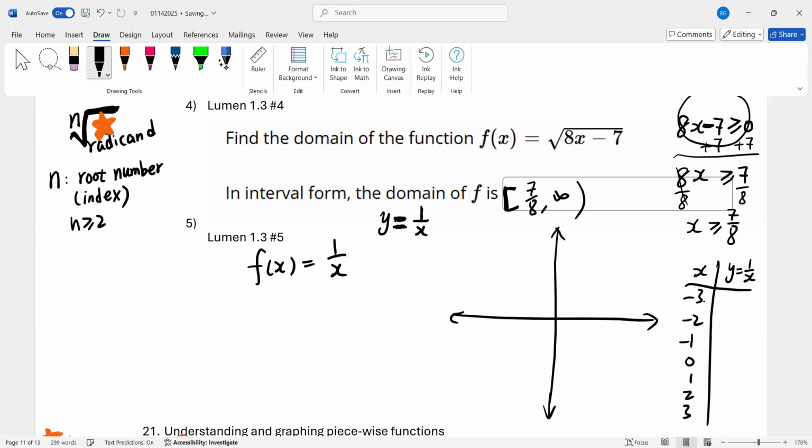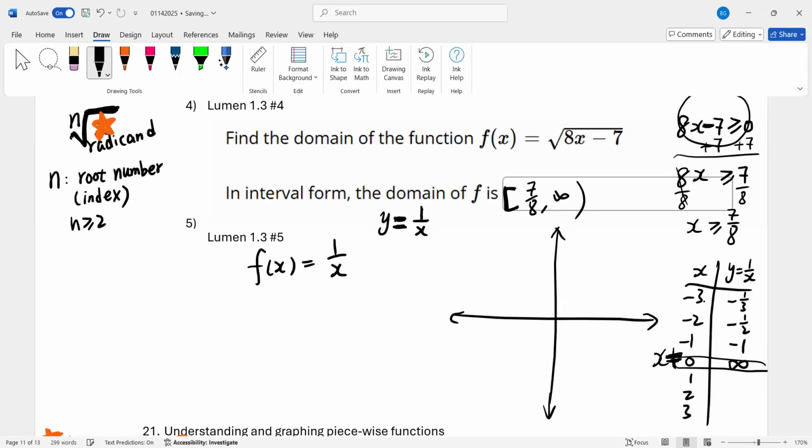So when x equals -3, y is -1/3. When x equals -2, y is -1/2. When x equals -1, y is -1, right? When x equals 0, what is y? Do you agree it's infinity? Can 0 be the denominator? It's undefined. This does not exist, okay? It's undefined. x cannot be 0.